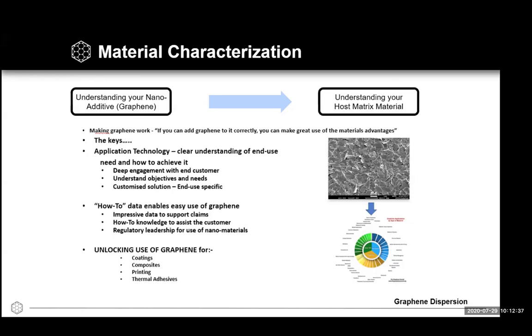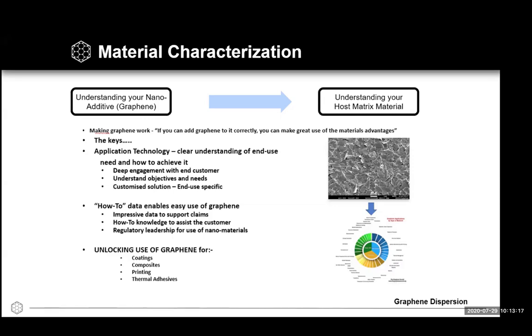What does that involve? It's not rocket science really, but a deep engagement with the end customer. The more information that we receive from our customers in terms of unpacking what they're trying to achieve, the better and the greater likelihood of success in terms of understanding objectives and needs. And whether that's the application of a standard dispersion that we have on offer off the shelf, or whether it's a customized solution that is end-use specific. That is typical of what we do and how we do it.